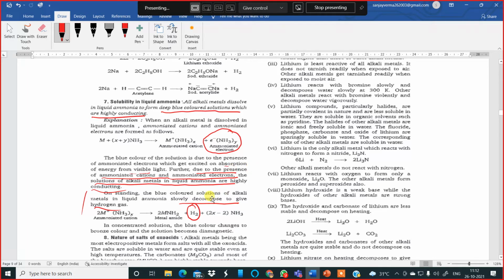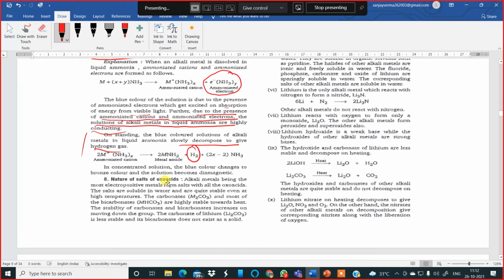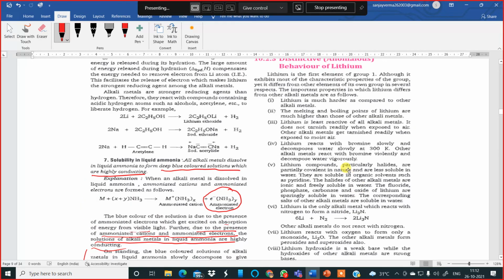Then number 8, nature of salts of oxoacids of the alkali metals. Alkali metals, being the most electropositive metals, form salts with all the oxoacids they can form. The salts are soluble in water and are quite stable even at high temperatures. But basically the carbonates and most of the bicarbonates are highly stable towards heat. The stability of carbonates and bicarbonates increases on moving down the group. The carbonate of lithium, that is lithium carbonate, is less stable and its bicarbonate does not exist as a solid. Okay, so that you have to remember.